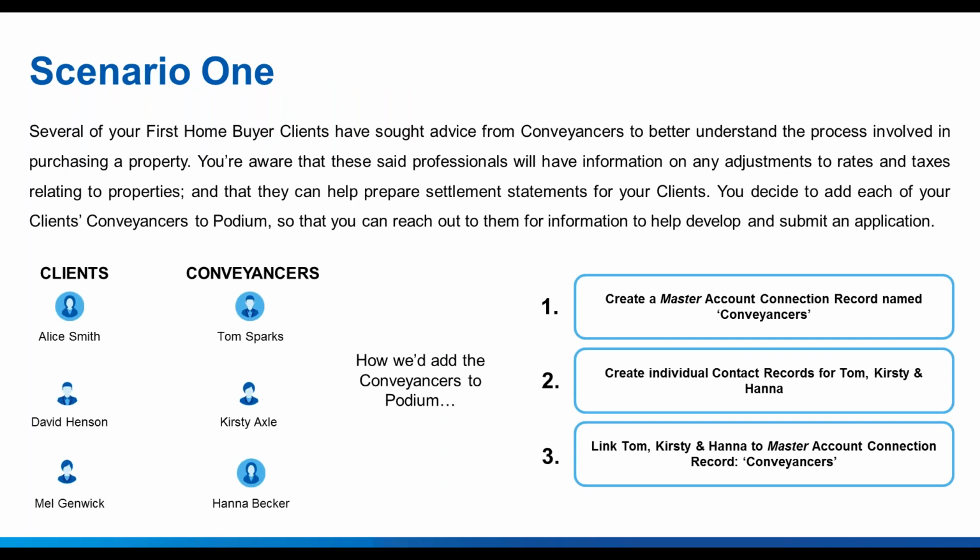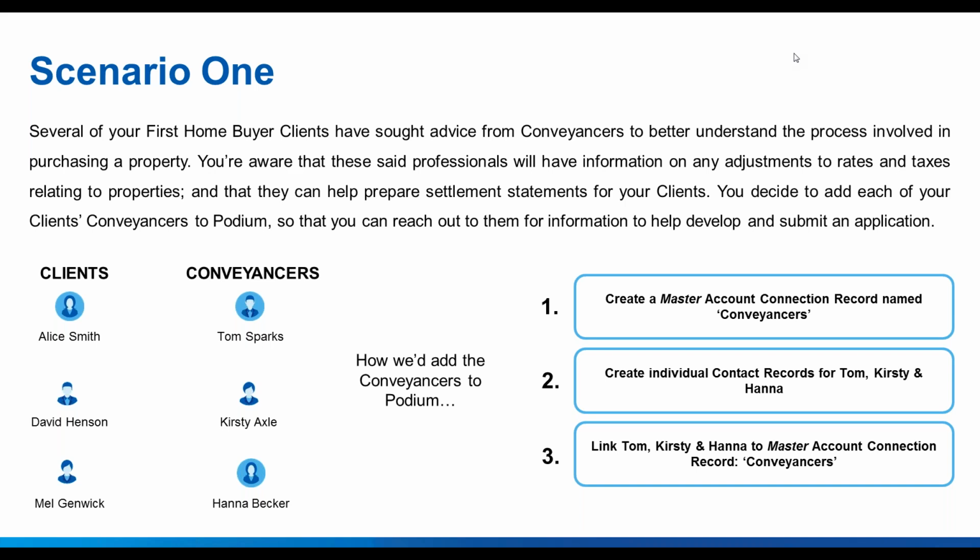Take, for instance, this first scenario. Several of your first home buyer clients have sought advice from conveyancers to better understand the process involved in purchasing a property. Now, you're aware that these types of professionals have information on any adjustments to rates and taxes relating to properties, and that they can help prepare settlement statements for your clients. In other words, they're important contacts that you do want to have in your database. You decide then to add each of your clients' conveyancers to Podium so that you can reach out to them for information to help to develop and eventually submit an application.